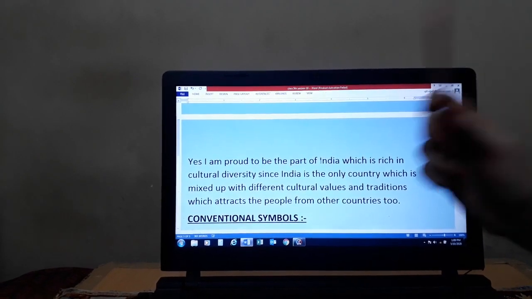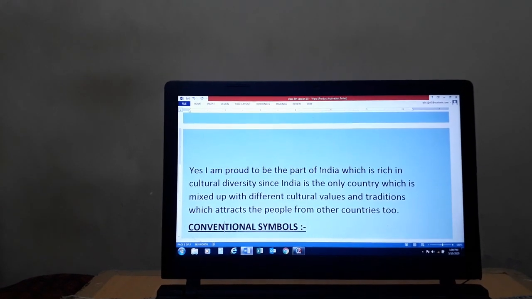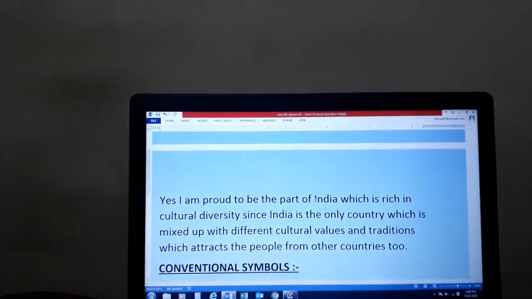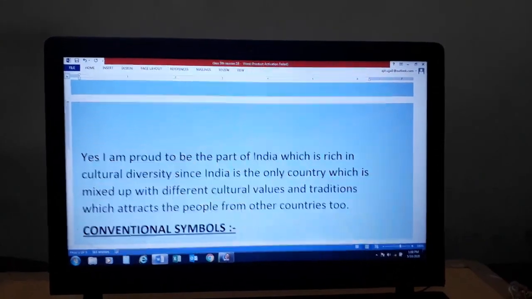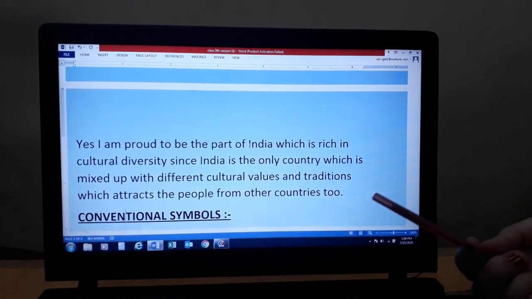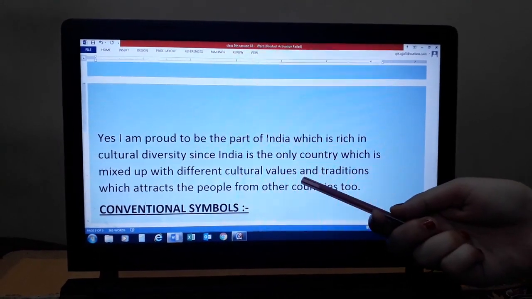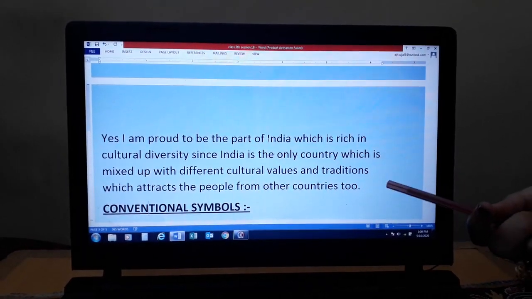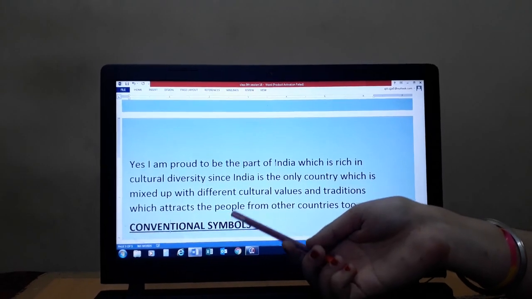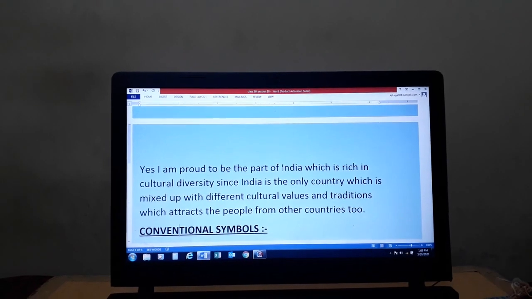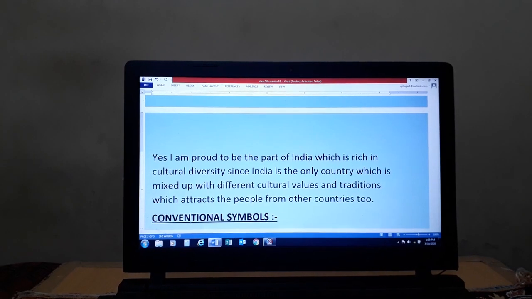So students, you are basically proud to be a part of India. That is the answer. Our India, our own country, is very much rich in cultural diversity, since India is the only country which has a variety of culture, variety of values, variety of traditions. Student, tradition is the custom. And all these things, students, attract the people from other countries. The people of other countries get attracted towards India because of the diversity.